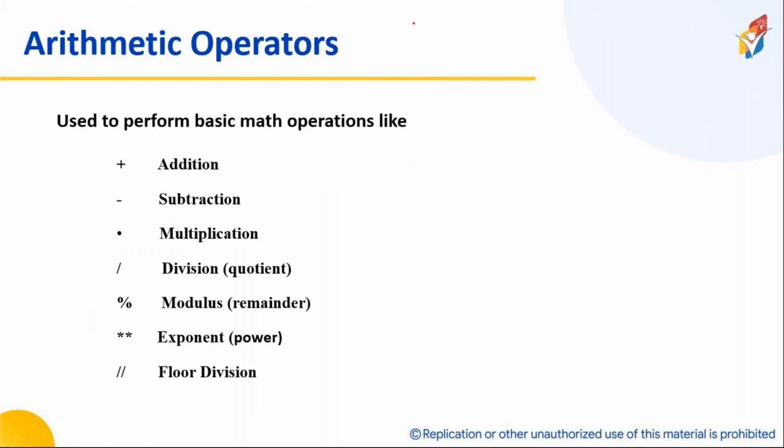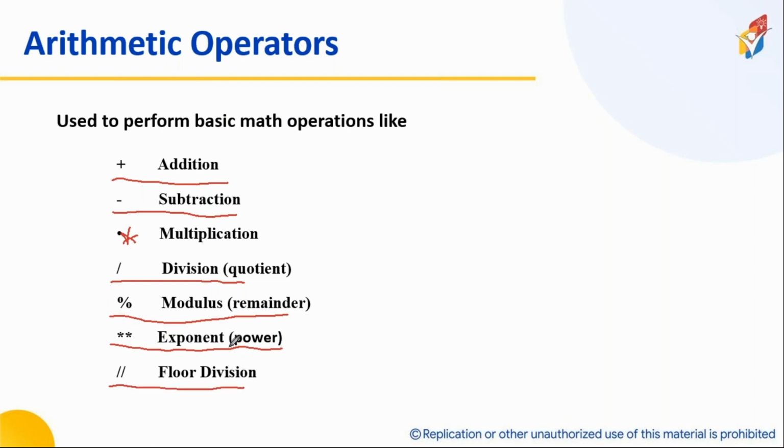Now, Python supports 7 kinds of arithmetic operators. They are plus for addition, minus for subtraction, star for multiplication, slash for division, mod for remainder operation, double star for exponential or power, and double slash for floor division. Okay. First, let me discuss the meaning of each one.